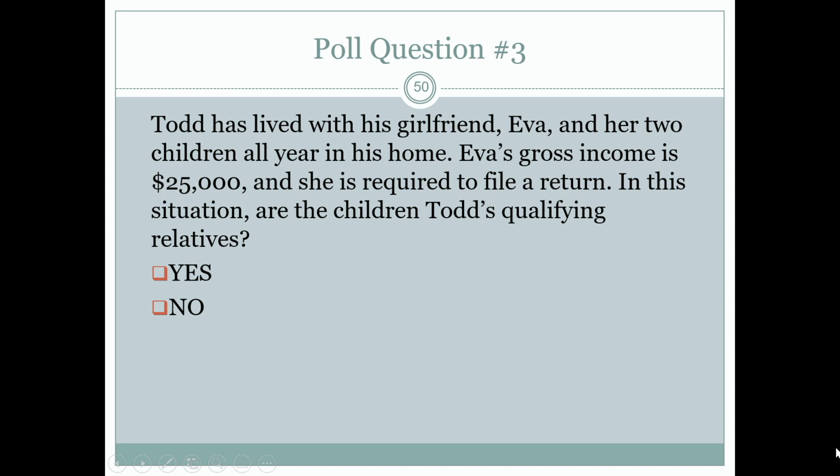Okay, now we have another poll question. It says, Todd has lived with his girlfriend Eva and their 2 children all year in his home. Eva's gross income is $25,000 and she is required to file a tax return. In this situation, are the children Todd's qualifying relatives that would qualify him for head of household? So we'll take a few moments and let you go back and look at your slides or your other research material and make a decision as to whether these children are his qualifying relatives or not.